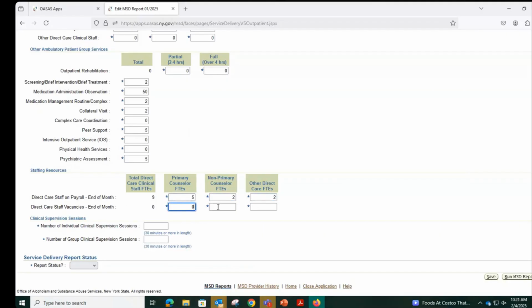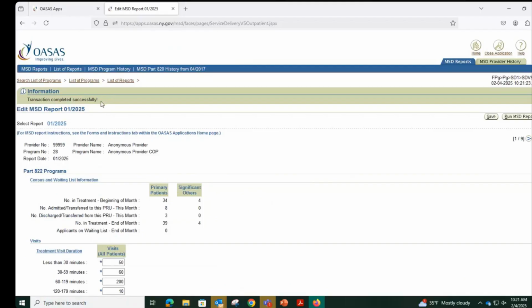And we have no vacancies, so we'll just put 0. Individual clinical sessions, we will do at least 1 per staff member during the month, and then we had 2 group sessions a week. I will then choose my status here, complete, save. If I entered everything successfully, I will then get this message. If I don't see the completed successfully message, it means there's an error and I need to go back and fix that.